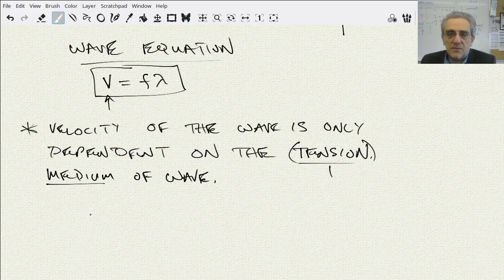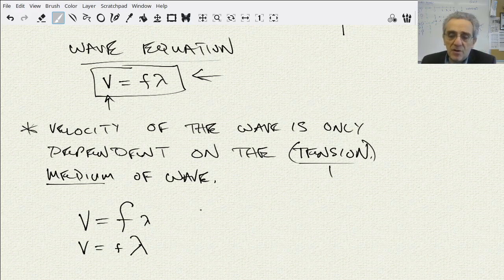So whatever it may be, whether it's air or water or steel or a cable, that is what determines the velocity of the wave. Therefore, if we do not change the medium, then we know that the velocity in the wave equation must remain constant. But since the velocity is a product of frequency multiplied by wavelength, that means the product remains constant. So if we increase the frequency, the wavelength must decrease. And vice versa, if we decrease the frequency, the wavelength must increase.